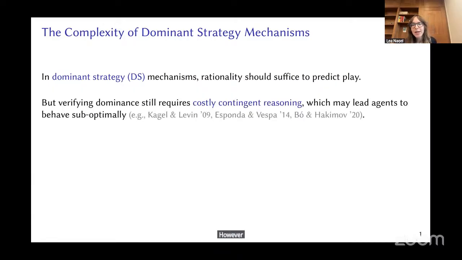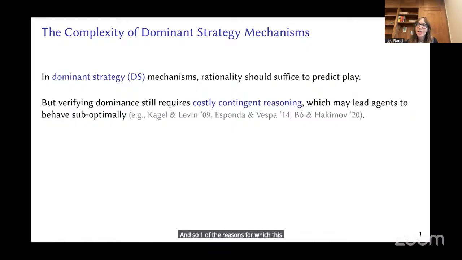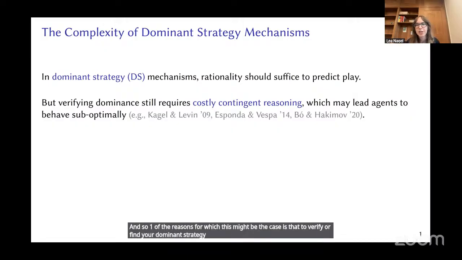However, unfortunately, by now we have lots of evidence, both from the lab and from the field, that even in dominant strategy mechanisms, the rate at which agents are able to identify and play their dominant strategy can be quite low. And so one of the reasons for which this might be the case is that to verify or find your dominant strategy still requires lots of contingent reasoning, by which I'm going to mean that you need to essentially fix some hypothetical behavior that the other agents might choose and reason through your own behaviors in the mechanism to compare them with each other. And you should do this for every possible hypothetical behavior the others might choose.